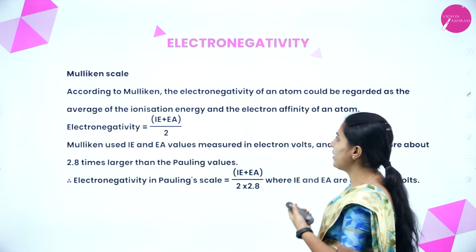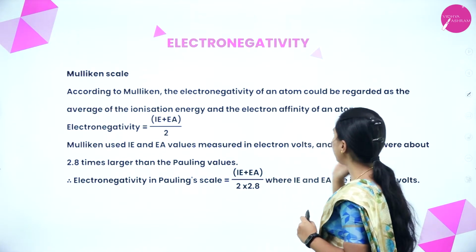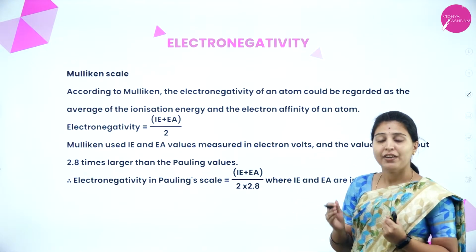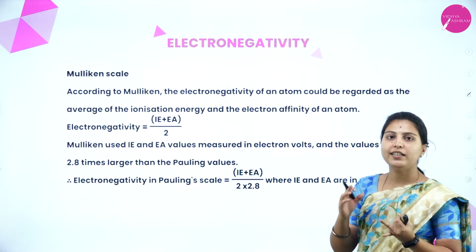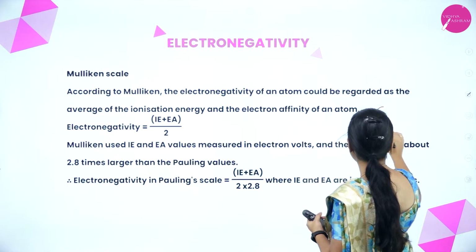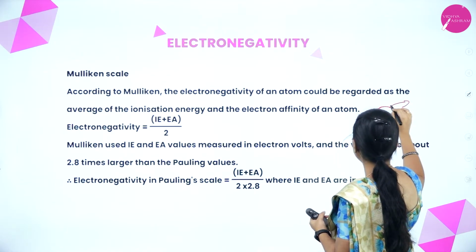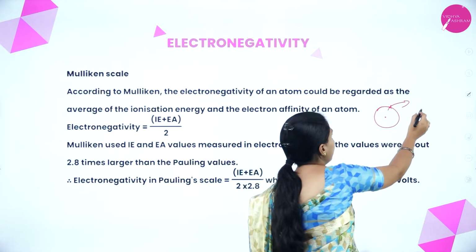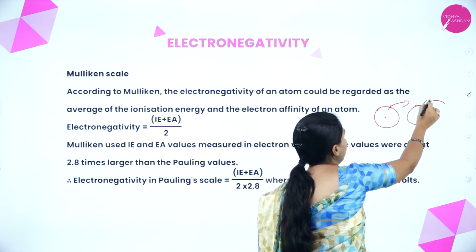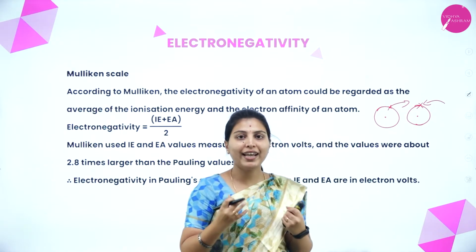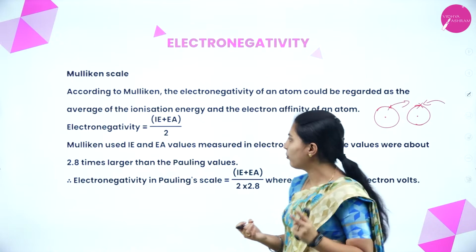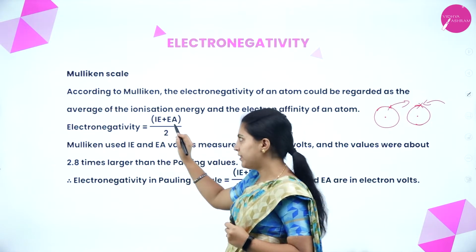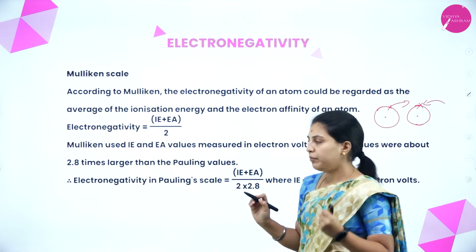Next we will see the Mulliken scale. According to Mulliken, the electronegativity of an atom can be regarded as the average of the ionization energy and the electron affinity of an atom. We have seen already ionization energy and electron affinity. What is ionization energy? The removal of an electron from the outermost shell, where energy will be absorbed. In electron affinity, adding an electron to the outermost shell, energy will be released. Both concepts we have to consider and take the average. See here, ionization energy plus electron affinity divided by 2.